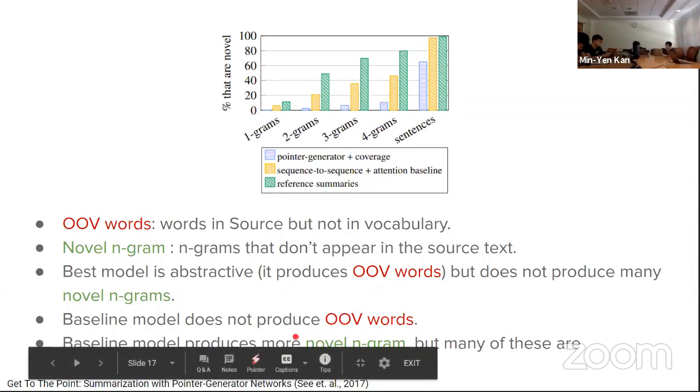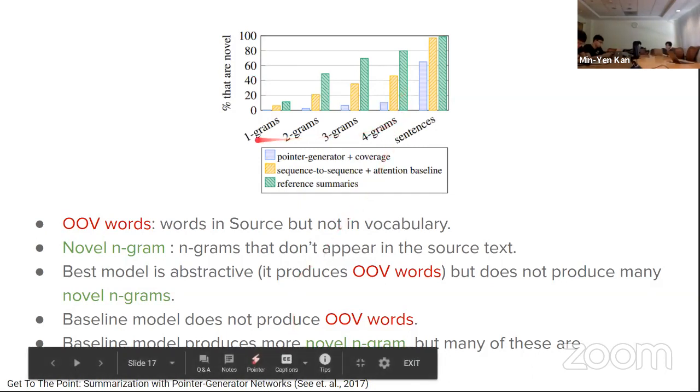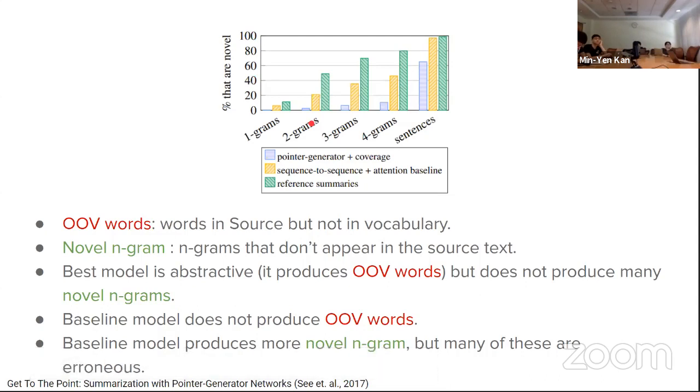Compared to our best model, the baseline model actually doesn't produce out of vocabulary words, but it produces more novel n-grams, especially for lower n-grams. This was one experiment they did in the paper. And honestly, I don't have much interpretation why, but if you do, we can go ahead and discuss.